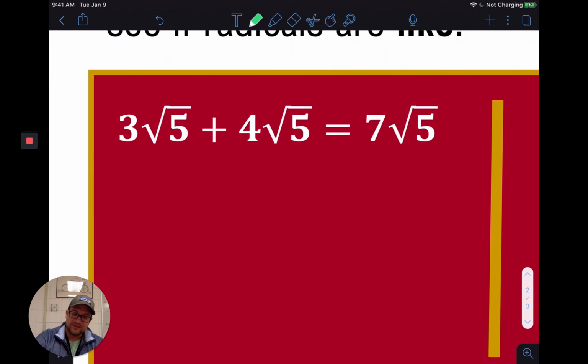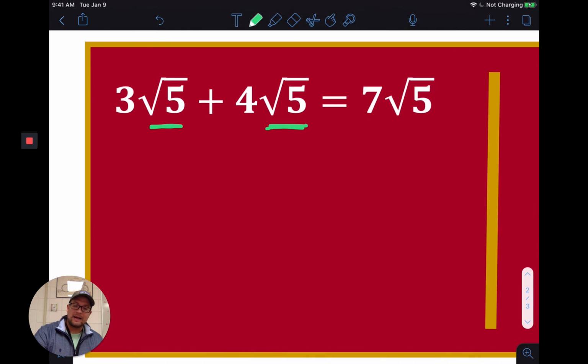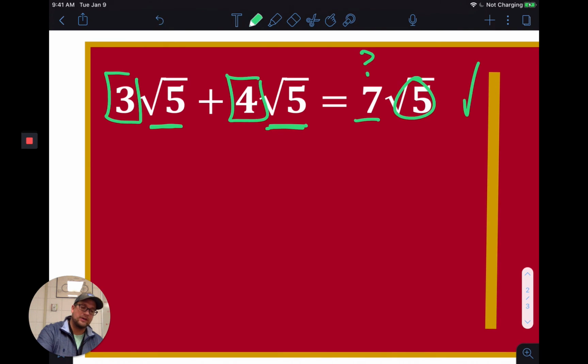Here's our first example, very basic. This is what we would consider like radicals. Like radicals are radicals that have the same thing on the inside. And sometimes this is easier to just sit there and explain verbally. So if I had 3 square roots of 5 and I added that to 4 square roots of 5, how many square roots of 5 would I have? Well, 3 plus 4 gives us 7, and that is how we get our answer.